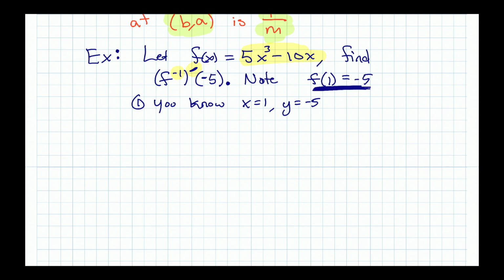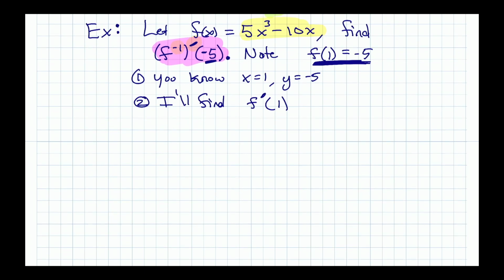All right? So they want the inverse evaluated at -5, but that's not what I'm going to calculate. What I'm going to calculate is the derivative of f. I'll find f prime, not f inverse prime, f prime, and not at -5, but at 1. Let's find f prime at 1. That should be easy, right?